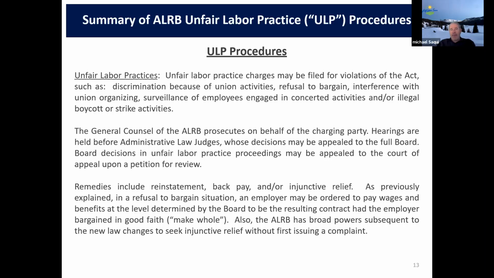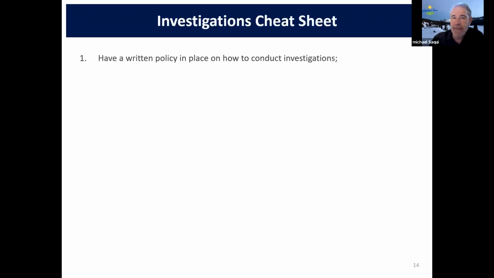So in a refusal to bargain case, we don't need to talk about that. That means you've already been certified, you're in bargaining, and you've been found to regressively or in bad faith bargain. We don't need to even talk about it. So when you have an unfair labor practice filed against you, you're going to get served, much like you will be served with a notice of intent to take access.